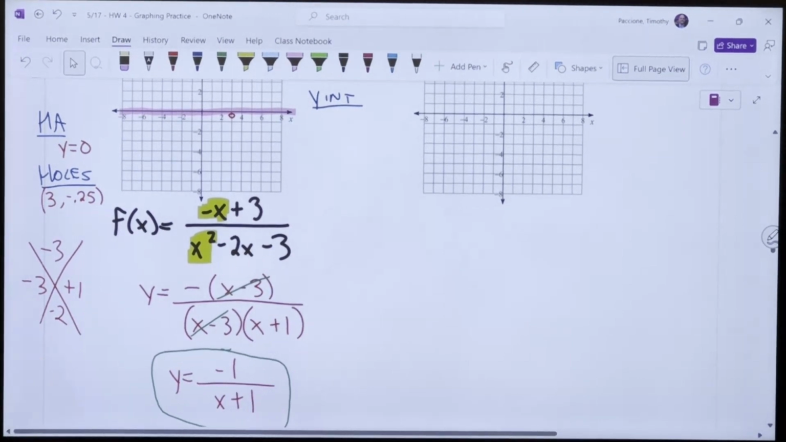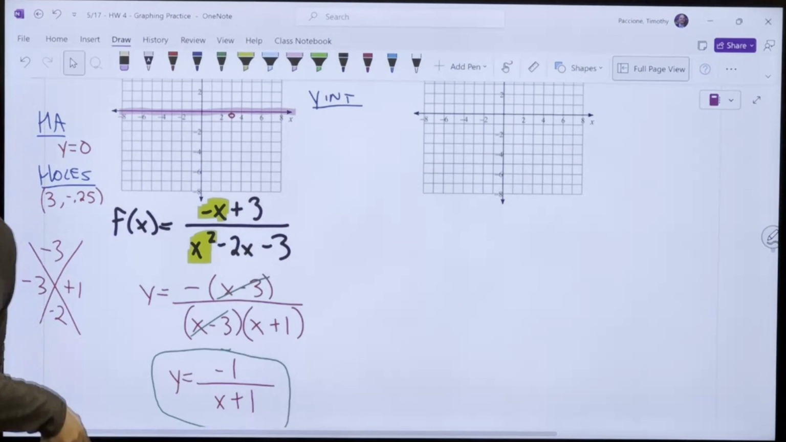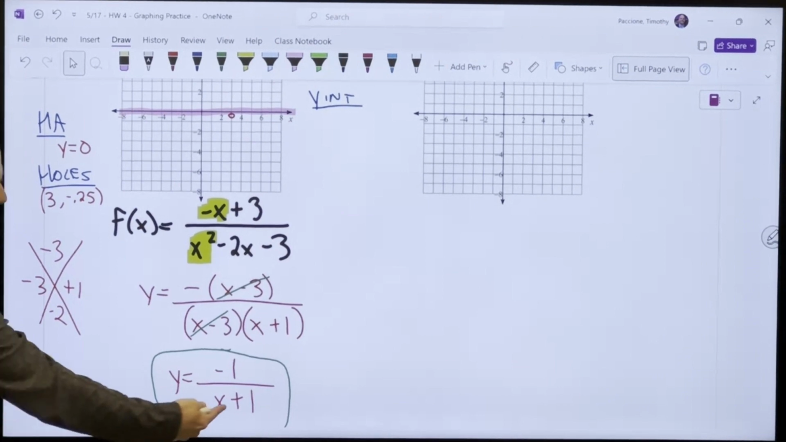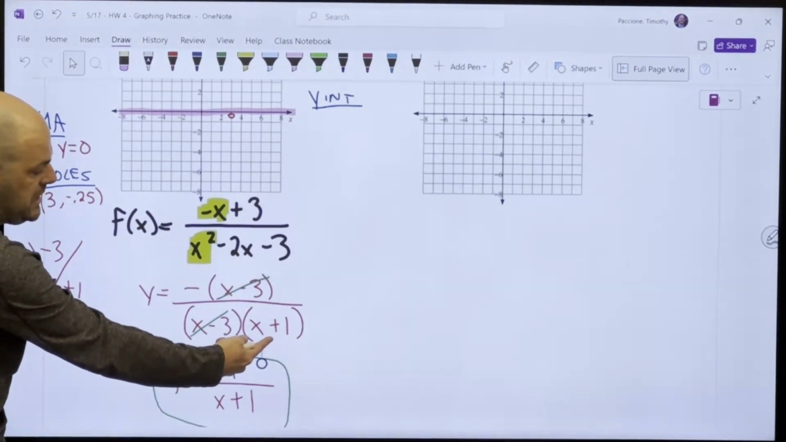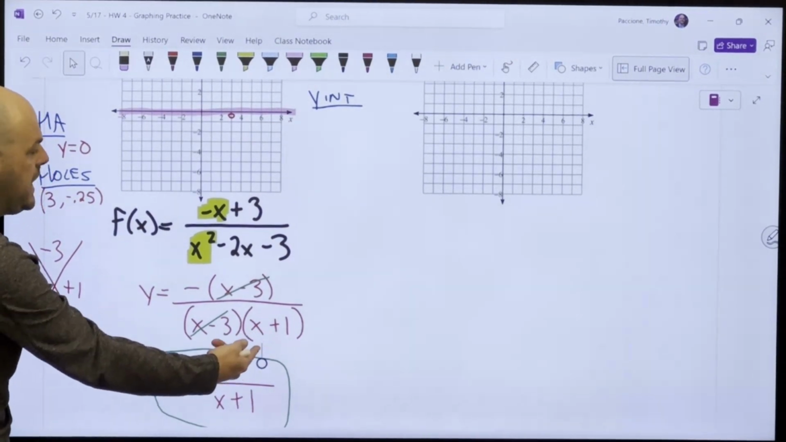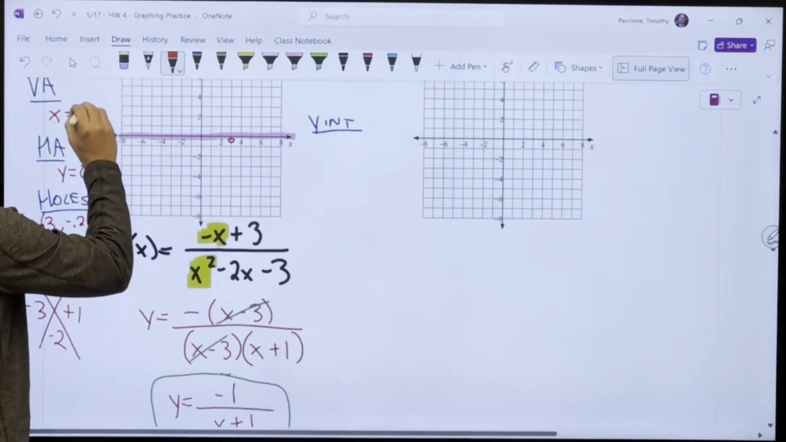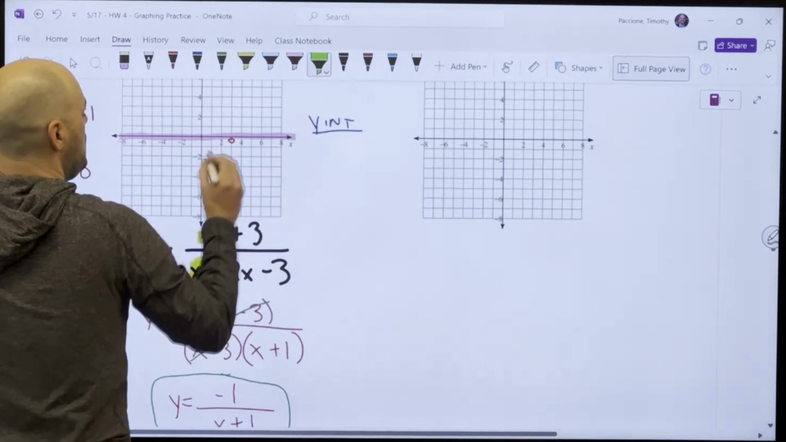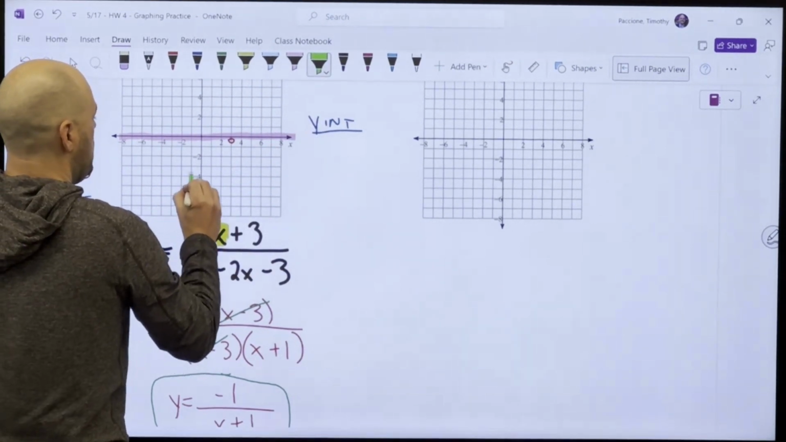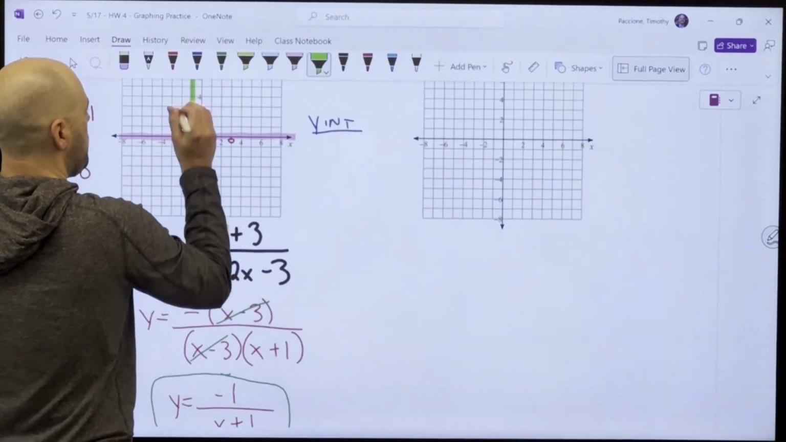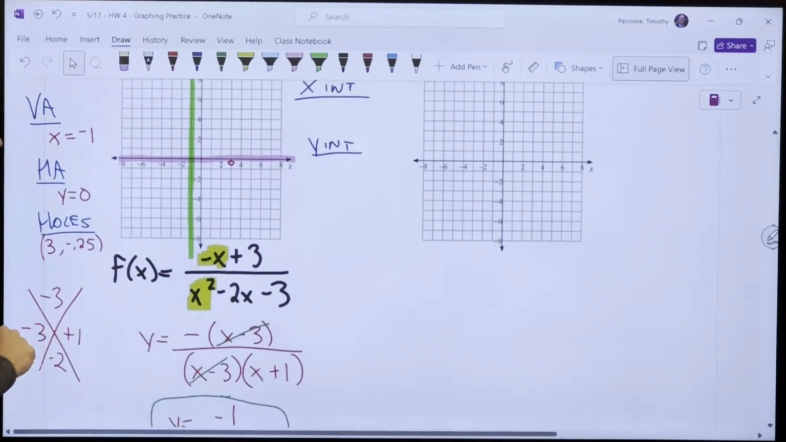So the vertical asymptote, if the hole is what we canceled, the vertical asymptote is the problem that remains, right? There's still a problem over here. What's this one? -1, right? So I have a vertical asymptote at x equals -1. So that would be right here. Okay? And it's really coming together now. I just need my x and my y-intercepts.